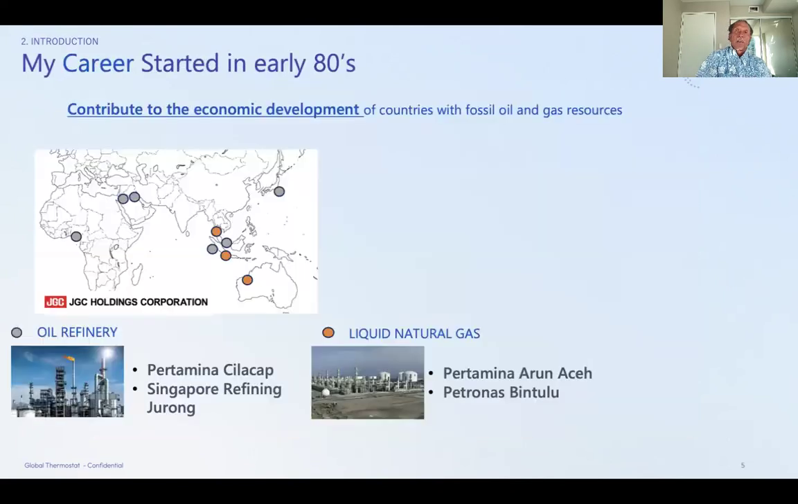Let me start with why I'm focusing on DAC. My career started in the early 80s. Yes, I'm the old guy. I used to work for the company named JGC, which is an oil refinery and liquefied natural gas EPC company, and I was assigned to several locations. The gray dot is an oil refinery. Some locations you may be familiar with: Pearl Terminal, Chuchang, Singapore, the refinery in Geelong, and liquefied natural gas in Pearl Terminal, Arun Aceh, and Petronas Bintulu. I was so happy to contribute to the economic development of these countries with fossil oil and gas resources.